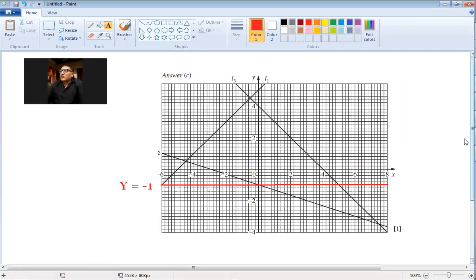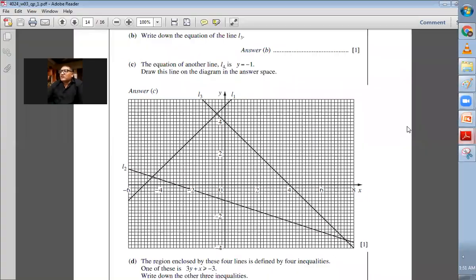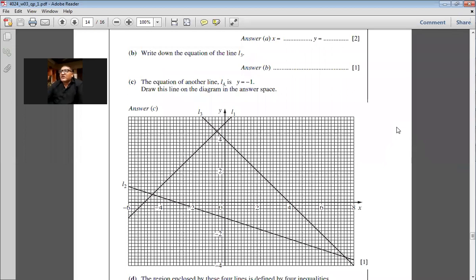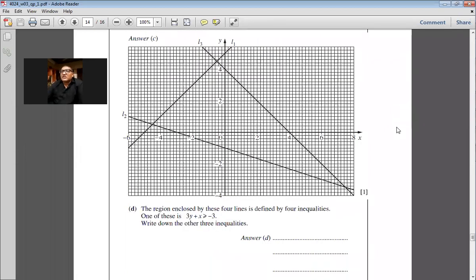Okay, so let's go back to this. It was a 1 mark question. Yeah, this is the 1 mark question.